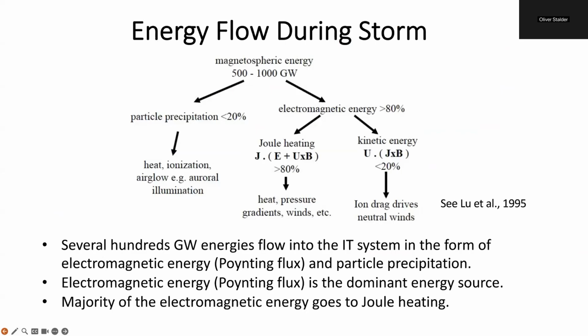So the energy flow during the storm is partitioned between particle precipitation and the E cross B drift, electromagnetic energy. And there, geoheating is the major fraction of the electromagnetic energy deposited during the storm. So you see the distribution of the various mechanisms associated with the dissipation of energy associated with the influx of particles from the sun as a result of a geomagnetic storm.